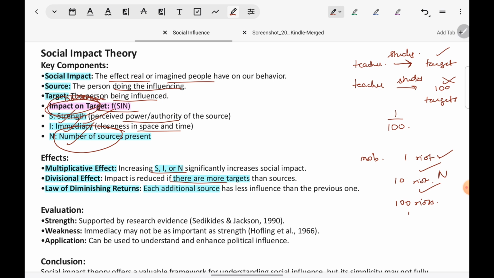But now let's say 101 individuals are asking the targets to riot. Now the impact will not be very different from 100 individuals asking for the rioting, because adding one additional source to 100, which is already very strong, will not matter much. You can imagine 100 people asking you to do something versus 101 people asking you to do something. It does not have much of an impact. This is known as the law of diminishing returns.